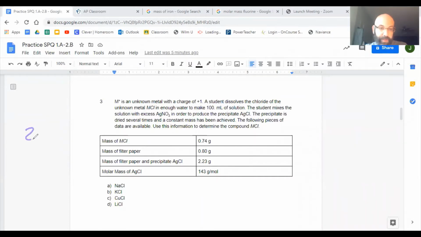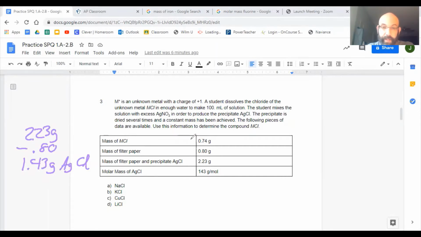Okay, we have 2.23 grams of filter paper and silver chloride. That's dried silver chloride. So if we want to find out just how much silver chloride is there, we're just going to get rid of the filter paper. And this is going to give us 1.43 grams of silver chloride. So again, we knew the silver chloride was 2.23 with the filter paper. It's all dry. So we just got rid of the filter paper's mass, and that's how we found out the mass of silver chloride.